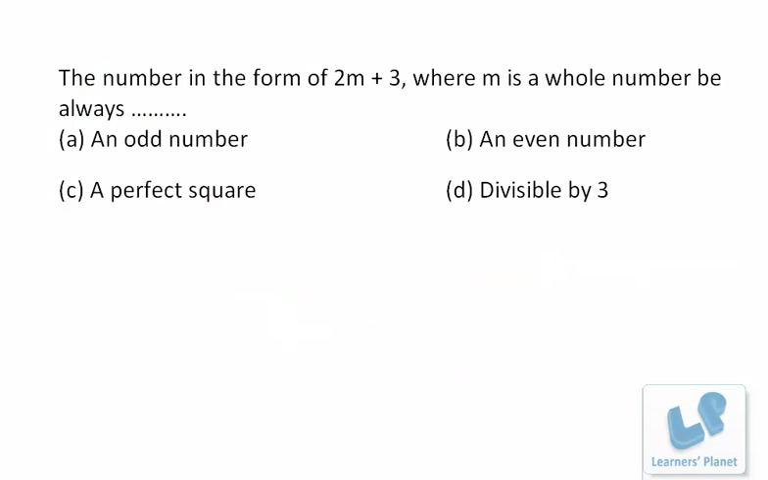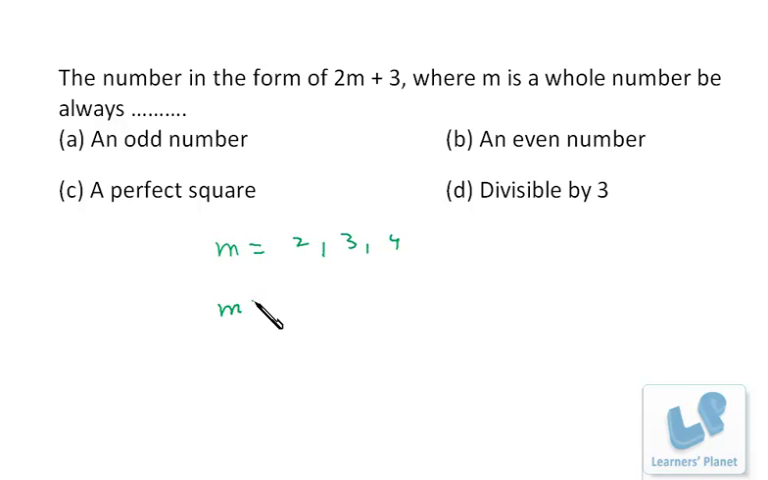Now let's see this question. The number is in the form of 2m plus 3, where m is a whole number. Friends, just do not get confused. Take any value of m and check whether it's an odd number, a perfect square, an even number, or divisible by 3. I just take 2, 3 values, so I'll be able to reach the right conclusion. Suppose 2, 3 and 4. So I just put the value of m over here.